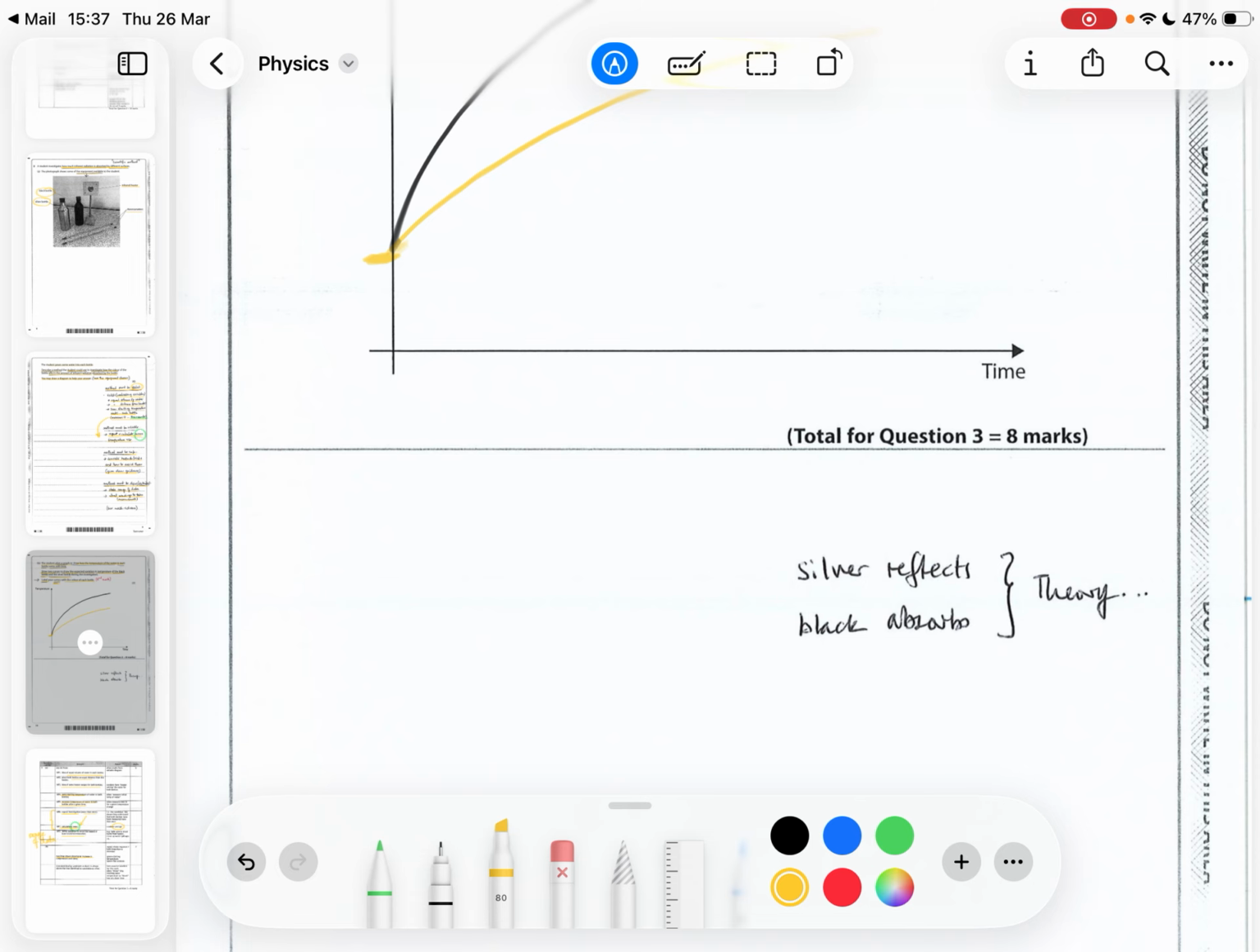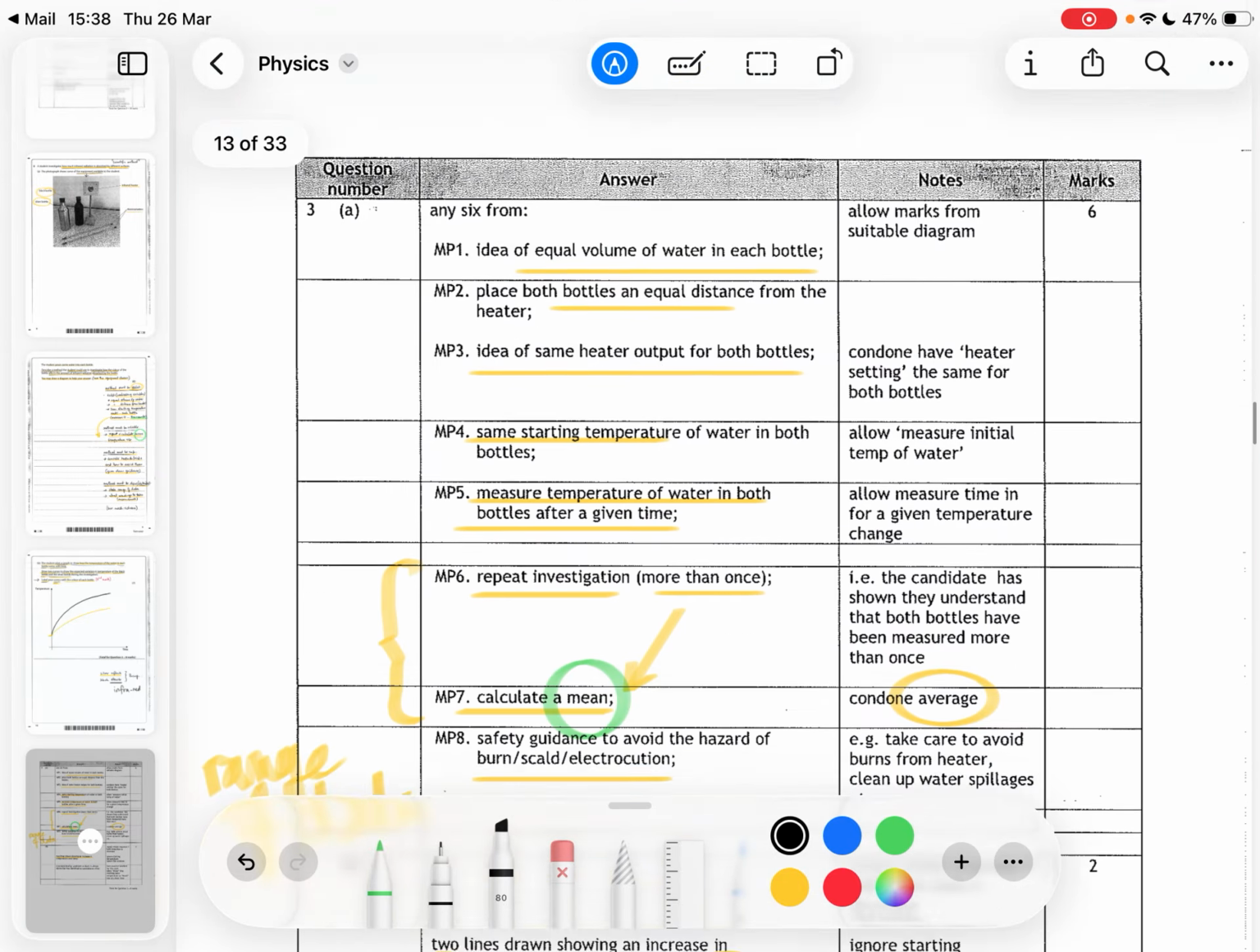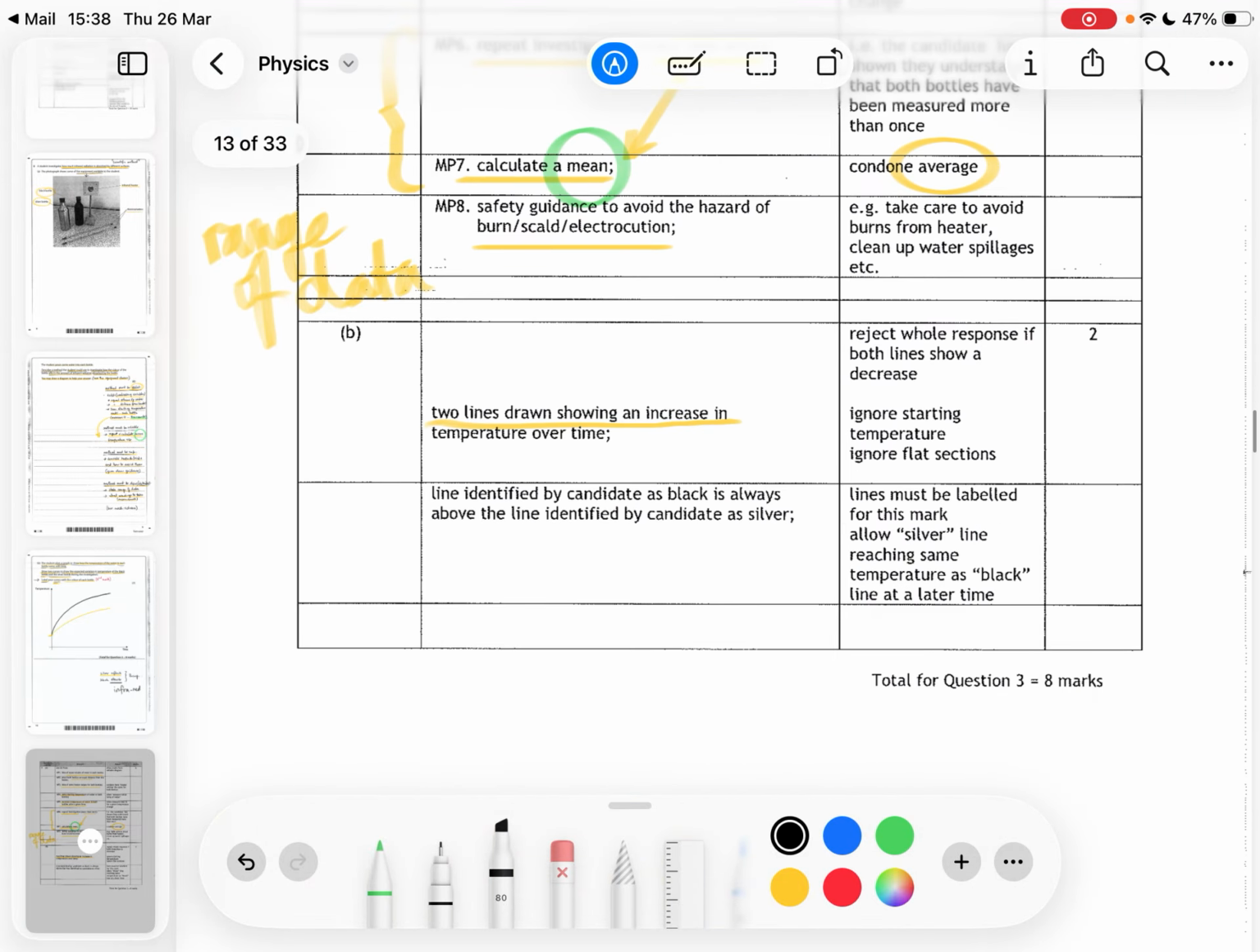Because the reason is the silver reflects most of the radiation, and the black absorbs most of the infrared radiation. Yeah, so infrared is electromagnetic waves longer than the red, so we call it infrared. Okay, so this is what we're looking for.